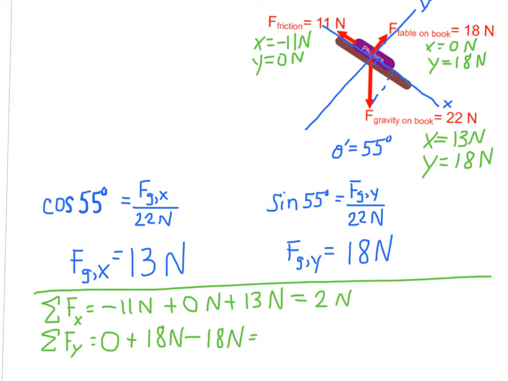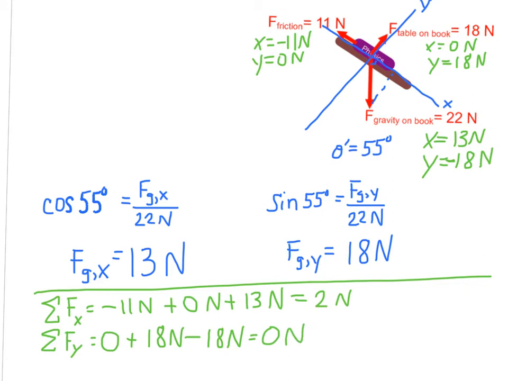Now I can take the sum of all of my forces in the y direction. I have 0 newtons. I have a positive 18 newtons here going in this direction. This number here is actually negative 18 newtons, because the x is positive, the y is going to be in the negative direction. So we have a negative 18, minus 18 newtons here. And so the sum of all of my forces in the y direction, in this case, will be 0 newtons.